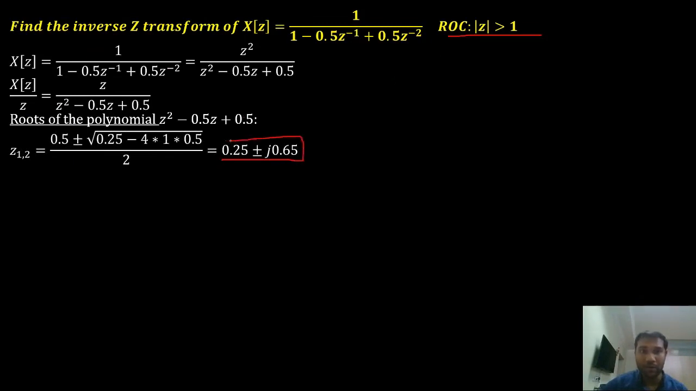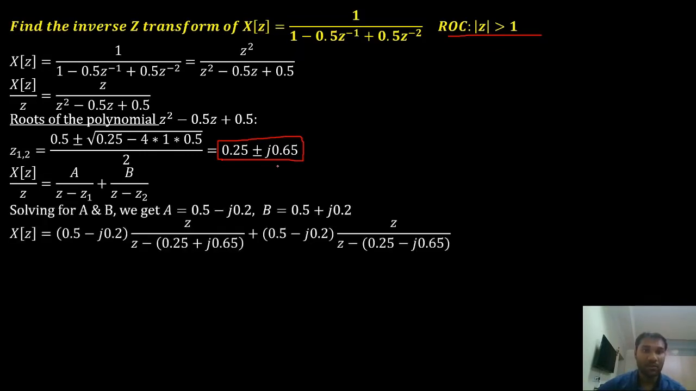Now we have complex roots in the denominator, and similar to how we found the values of A and B, we applied partial fractions and found the values of A and B in the previous 2-3 problems. We'll find the same here. Now we'll solve for A and B and substitute them, and this is what we will get.